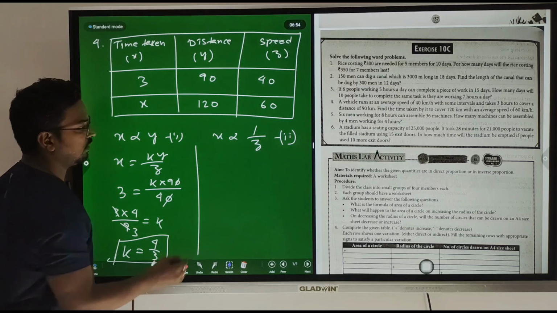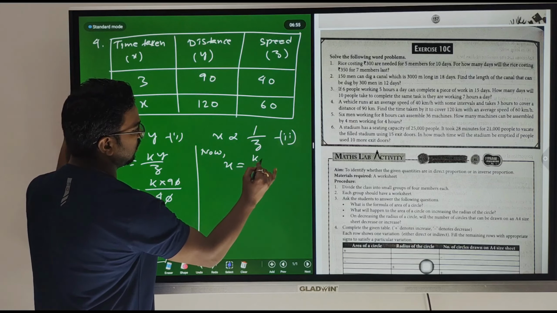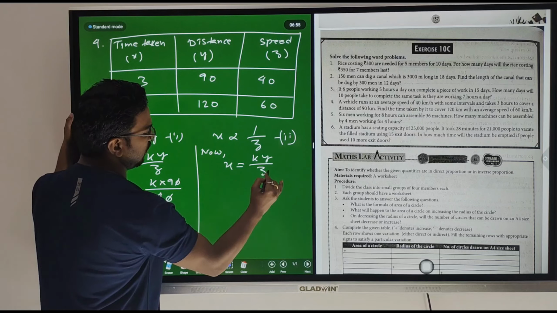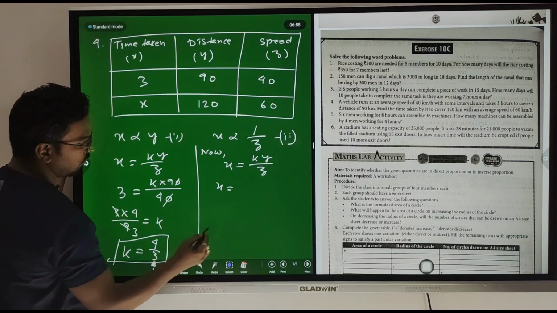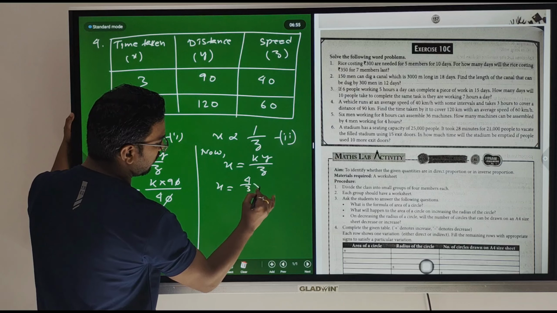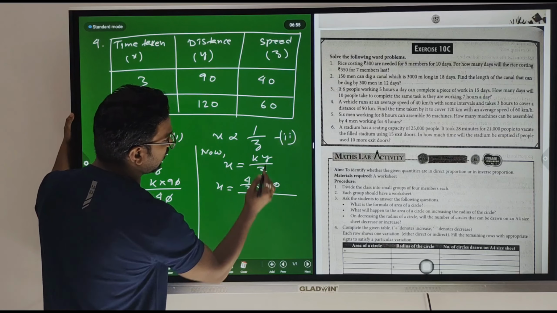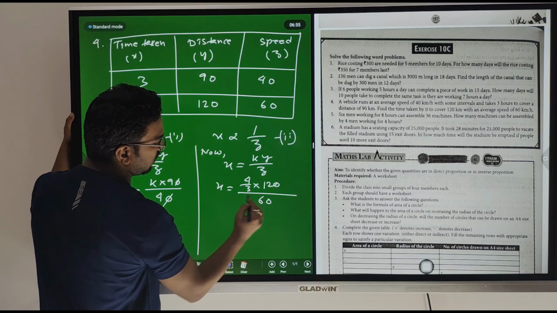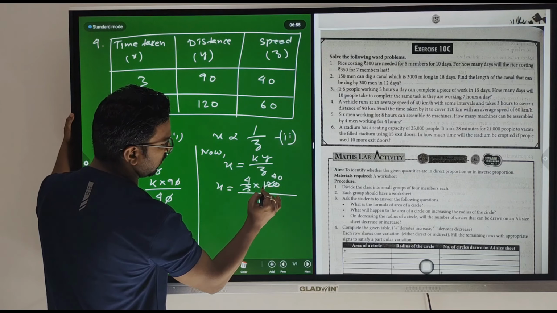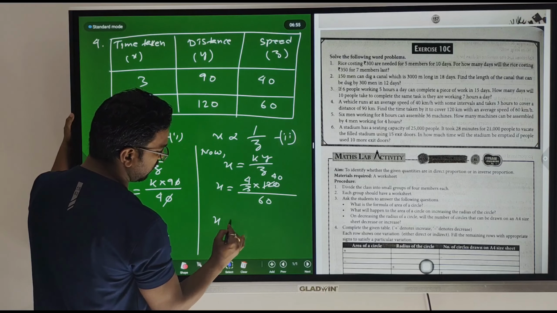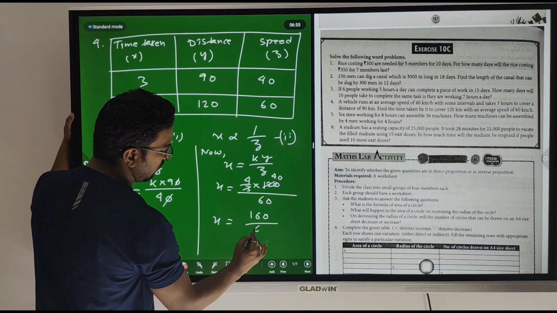Let me do the second part here. Now again, x is equal to ky by z, right? So here x we don't know the value. The value of k is 4 by 3, into y. y is given 120, divided by speed, that is 60. So if you cancel it, this will become how much? 3 4s are 40. So x equals 4 4s are 16, so 160 divided by 60.